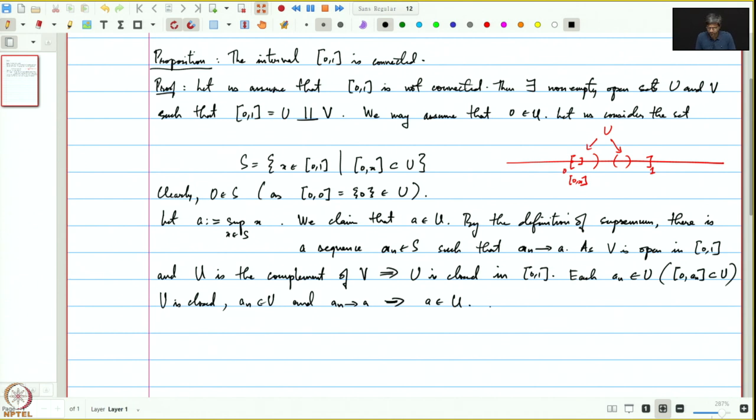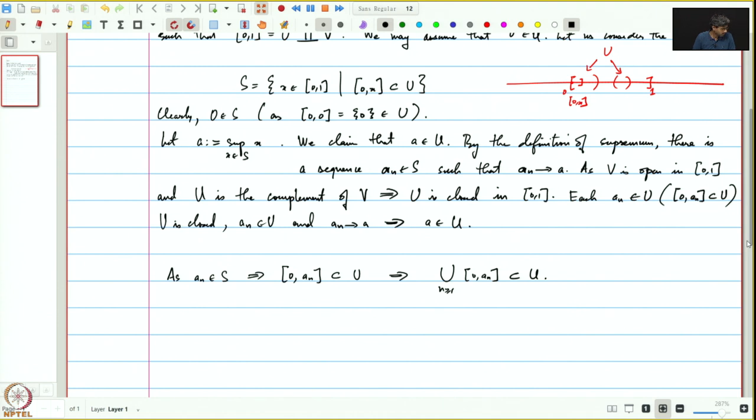Okay, so we have proved that a is in U. So now note that as a_n is in S, this implies this interval [0, a_n] is in U by the definition, which implies when we take the union over n greater than or equal to 1 of [0, a_n], this is also contained in U. Okay, so now observe that. If we make a picture, so this is our point a, and we have this sequence of a_n's, a_1, a_2. They don't have to increase necessarily, but they will converge to a. They are going to get closer and closer to a.